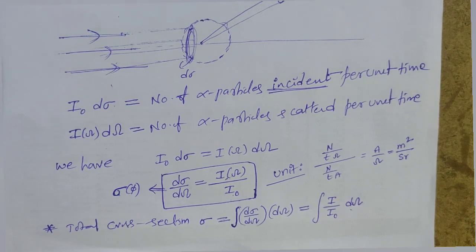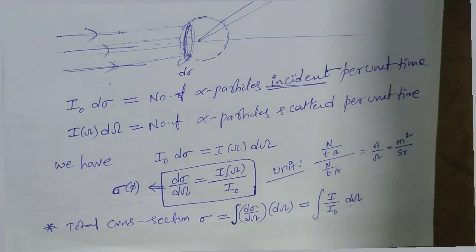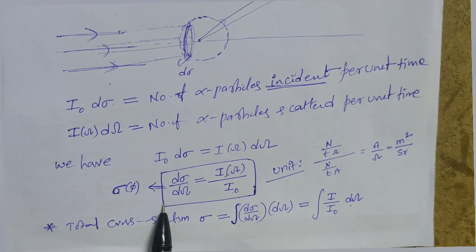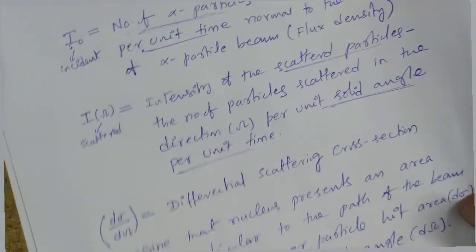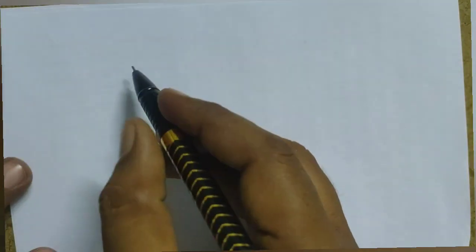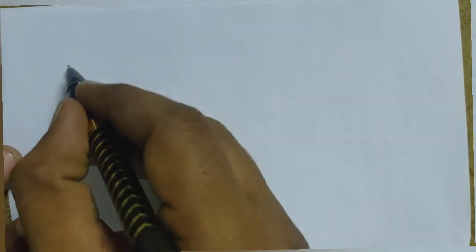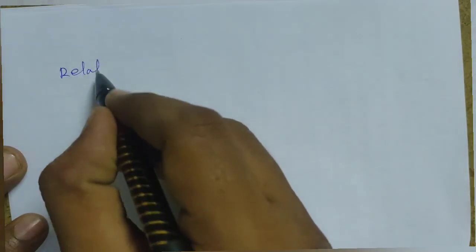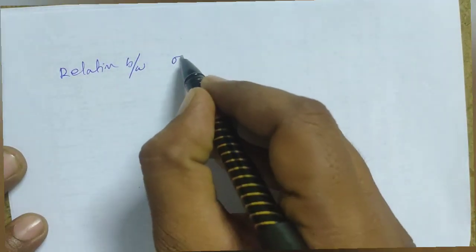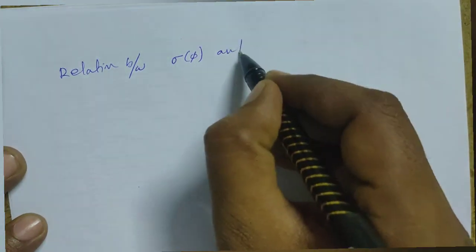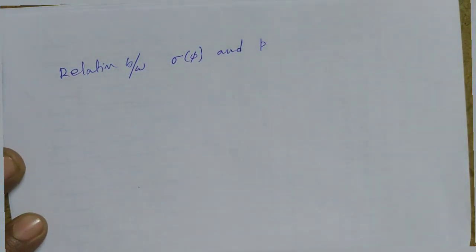Now we want to correlate between this differential scattering cross section and the impact parameter. So we need to correlate the differential scattering cross section and the impact parameter. We want to derive the relation between the differential cross section and the impact parameter p.